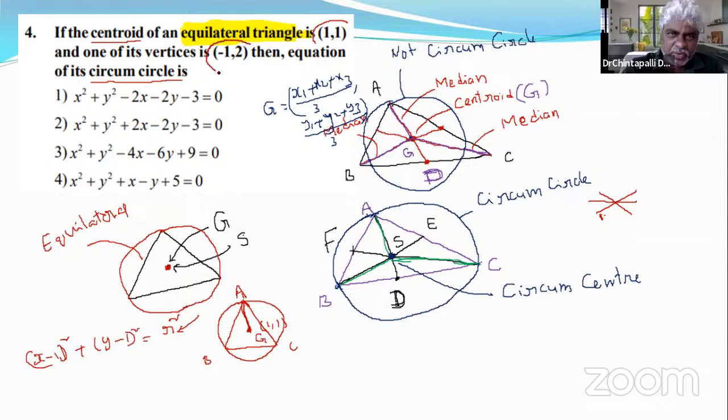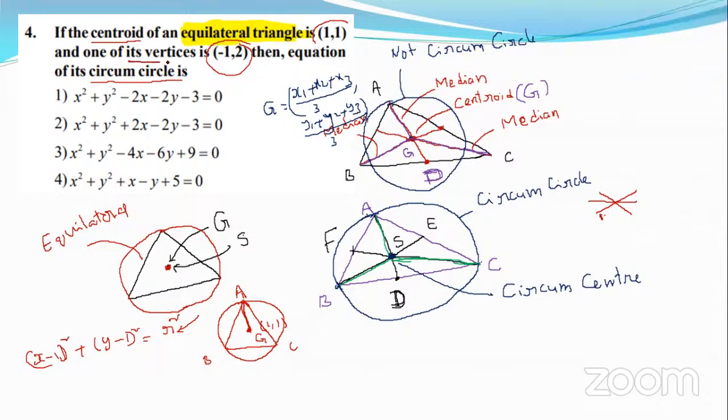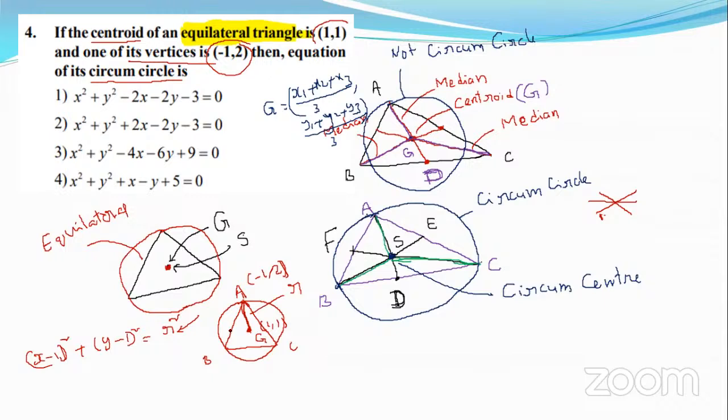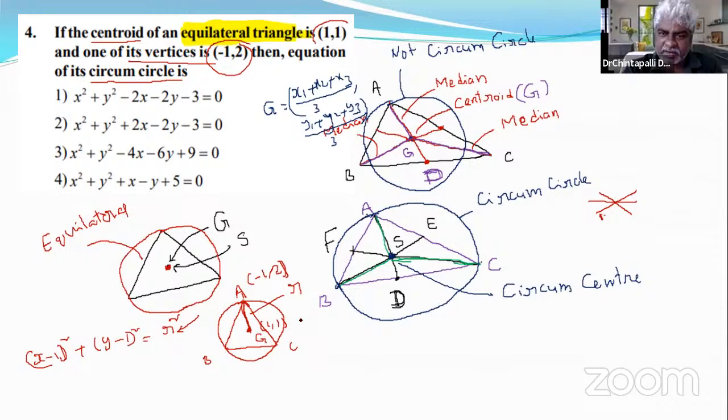Next, negative 1, 2. One of its vertices is negative 1, 2. And the distance from A to G is r. Since G is centroid as well as circumcenter, distance from G to A is called its radius. Distance from G to B is radius. Distance from G to C is radius. So that's why it is said, one of its vertices, that vertex can be A or B or C. There will be no difference in the equation of the circle.